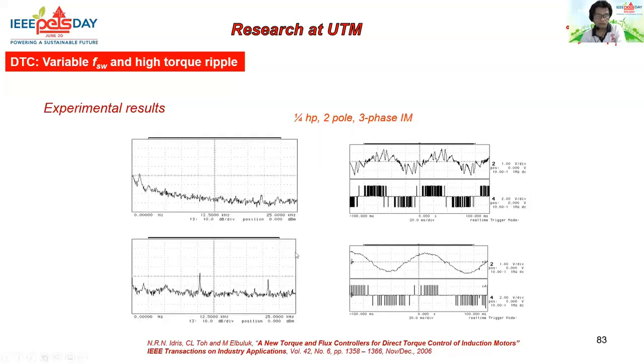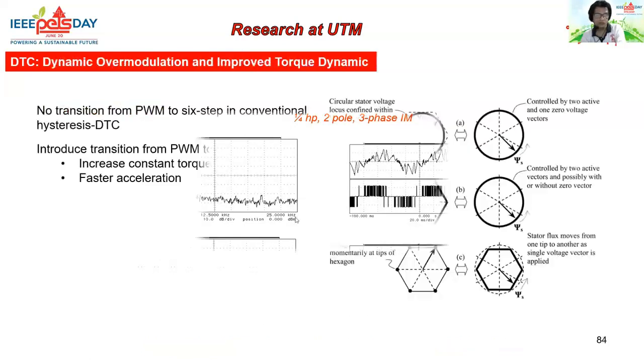This is the spectrum of the current. As you can see, it is more defined at around 10 kilohertz, the switching frequency of the torque controller, compared to the more distributed switching frequency when we implement it using the hysteresis controller.